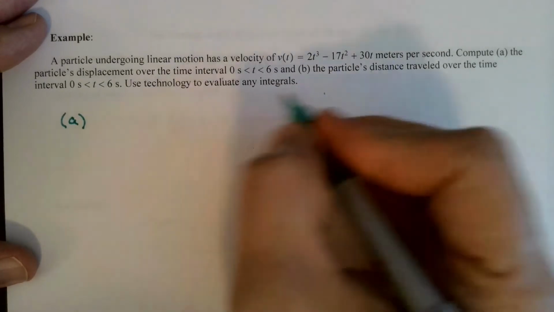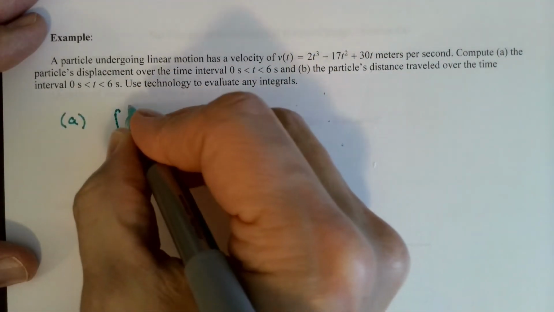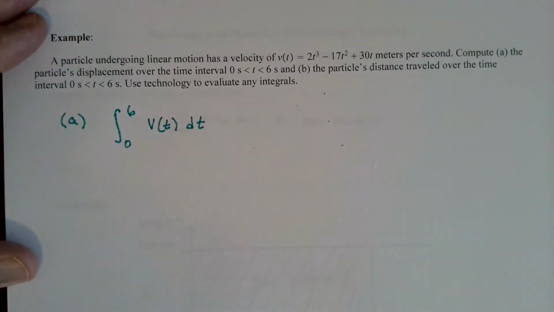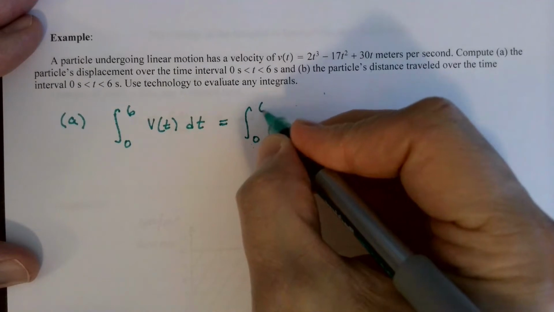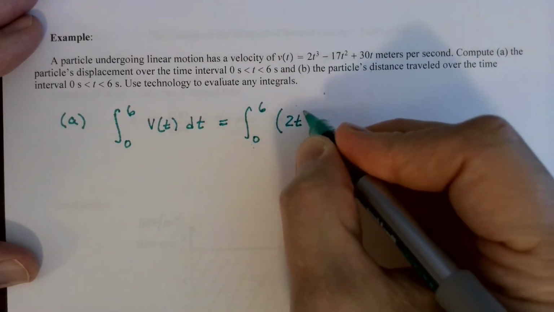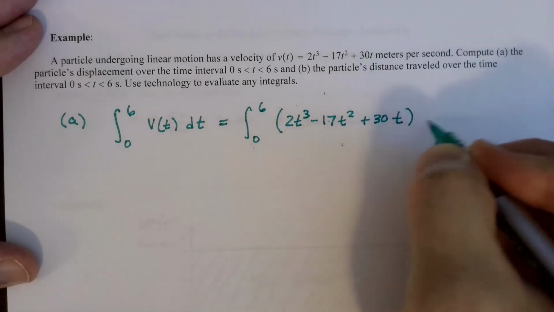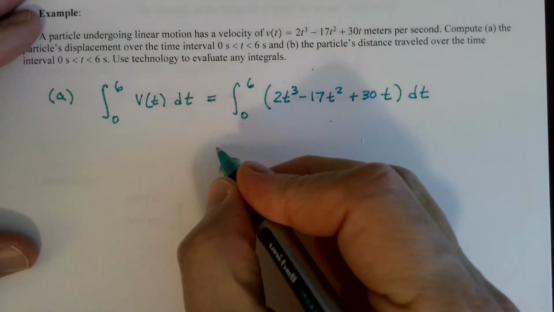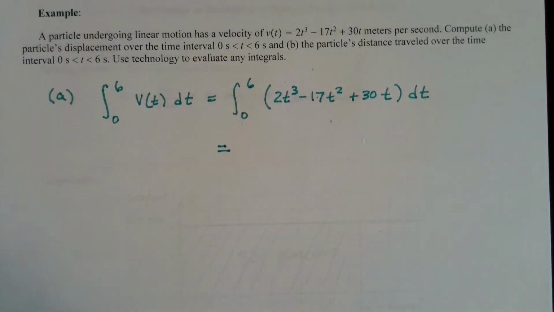So what is the distance, the displacement, sorry, part A, the displacement. Well, that's just the integral over that time interval of the rate of change, which is just the velocity v of t dt. And so I'm going to get the integral from 0 to 6. If you want practice on doing the fundamental theorem of calculus, you can. I'm going to use technology to do that.